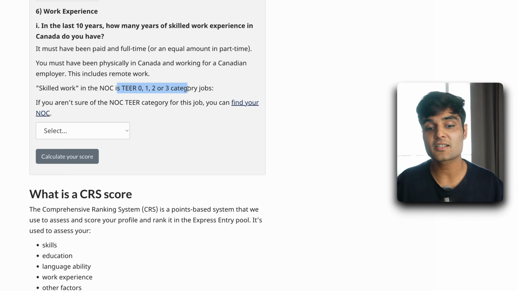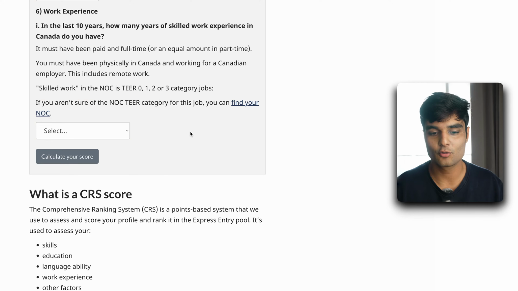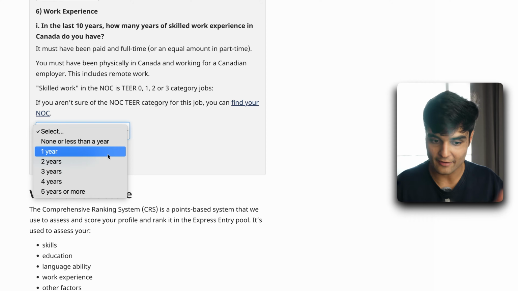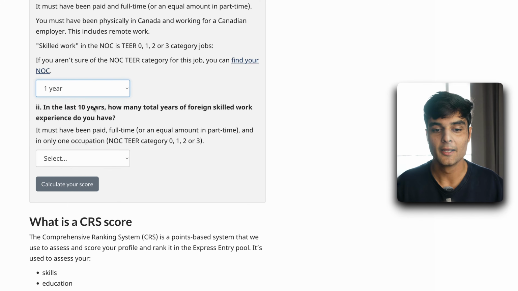And that cannot be any work experience, that has to be tier 0, 1, 2, 3 category jobs. This is very important to understand. So when people ask me, is it possible to just know French and get PR? No, you still have to get tier 0, 1, 2, 3 work experience, because this is one of the minimum requirements of Express Entry to create your profile and have your profile in Express Entry. Otherwise, you really won't be eligible. So you still have to put at least 1 year of work experience.